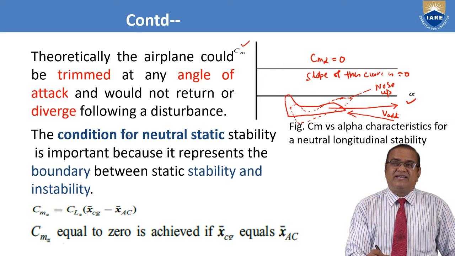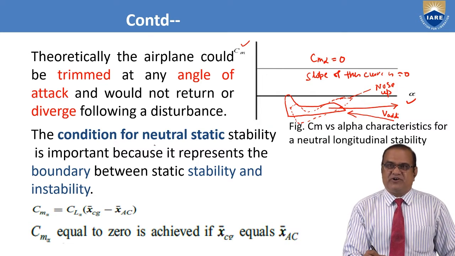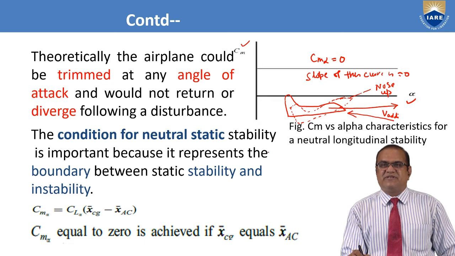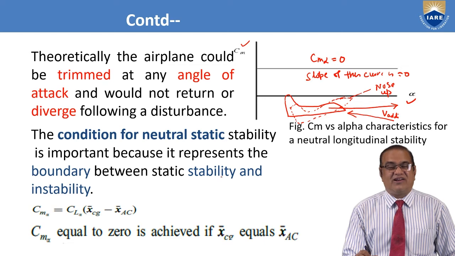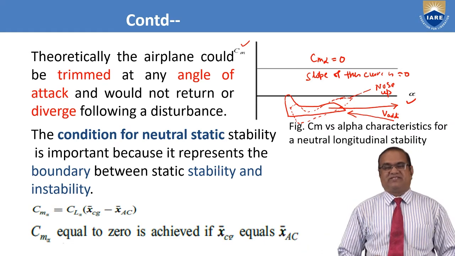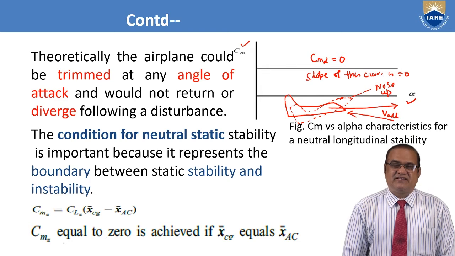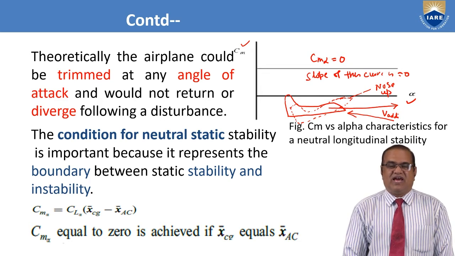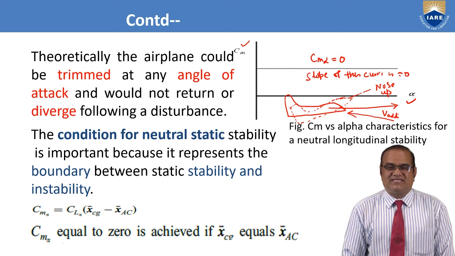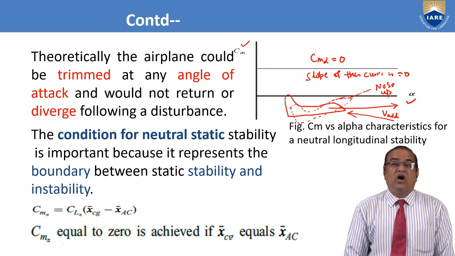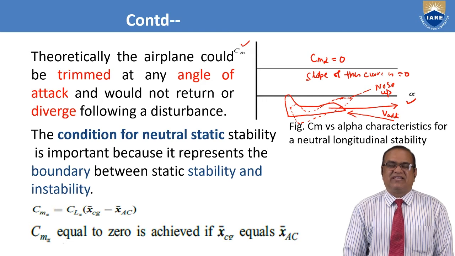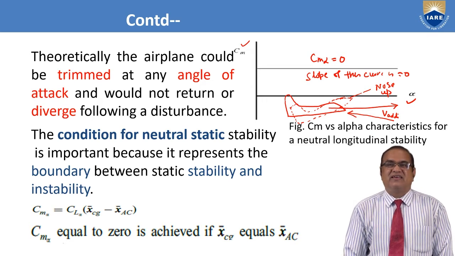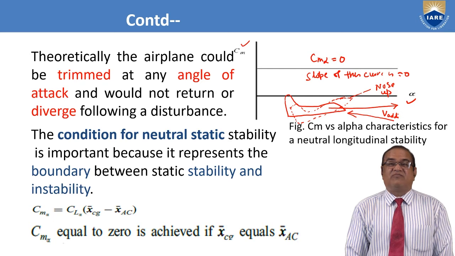So the condition of neutral static stable is important because it represents the boundary between static stability and instability. Okay, so why do we have to understand? We know that the aircraft which we fly should be statically stable, then only it can be dynamically stable. But what is the maximum limit? Up to what limit can the aircraft fly? This indication we can get from the neutral point.